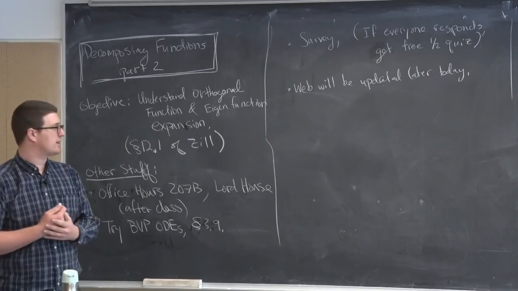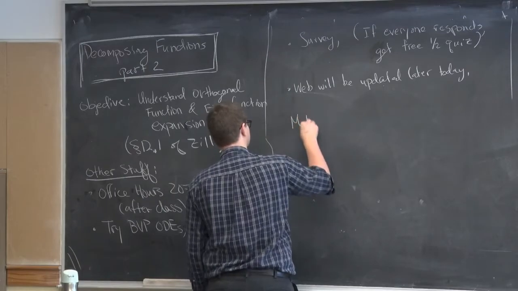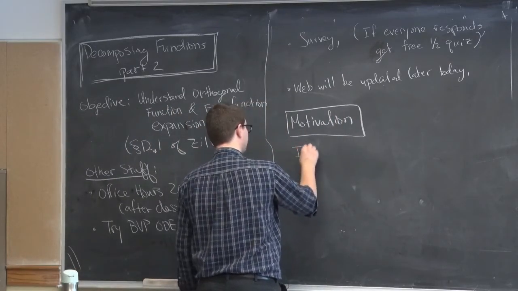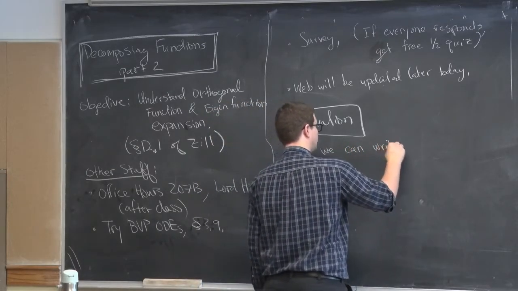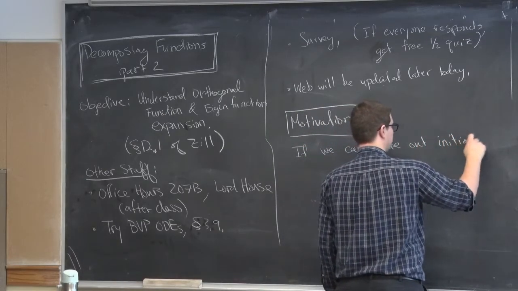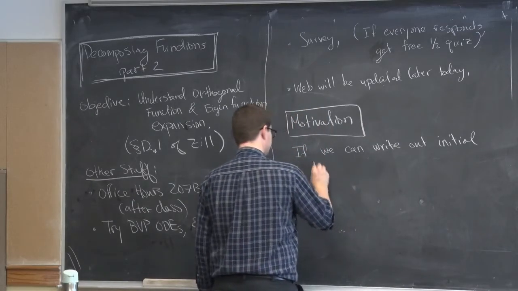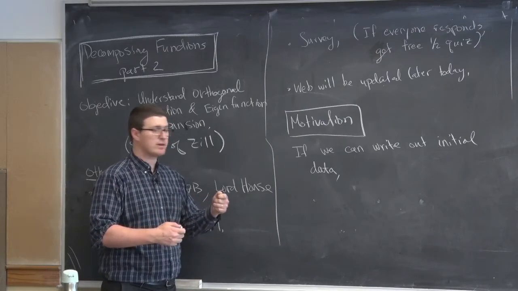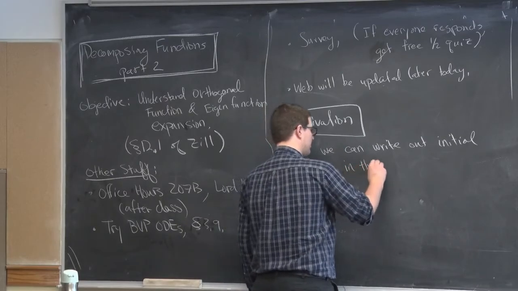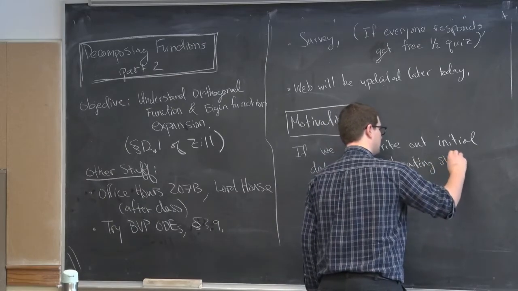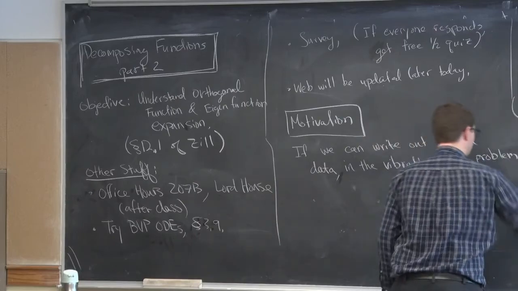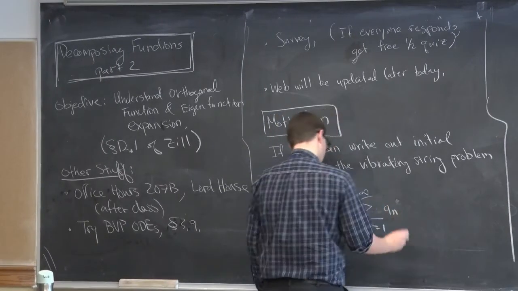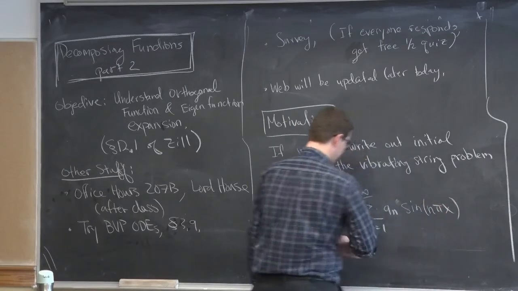Okay. So I've kind of repeated what we've been talking about. So again, the motivation was that if we can write our initial data, so these were the initial conditions, the functions that you had, the two initial conditions for the vibrating string problem, as an expansion of eigenfunctions, like an. So this is for this very particular problem that we've been talking about.